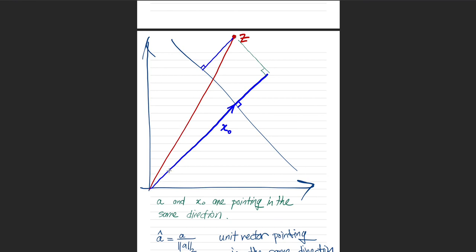Now, this is orthogonal to the hyperplane too, so if we continue this line, it is parallel to this line. So this line is parallel to this line, so this length is the same as this length. So we can find this length, this one. This is what we are interested in.